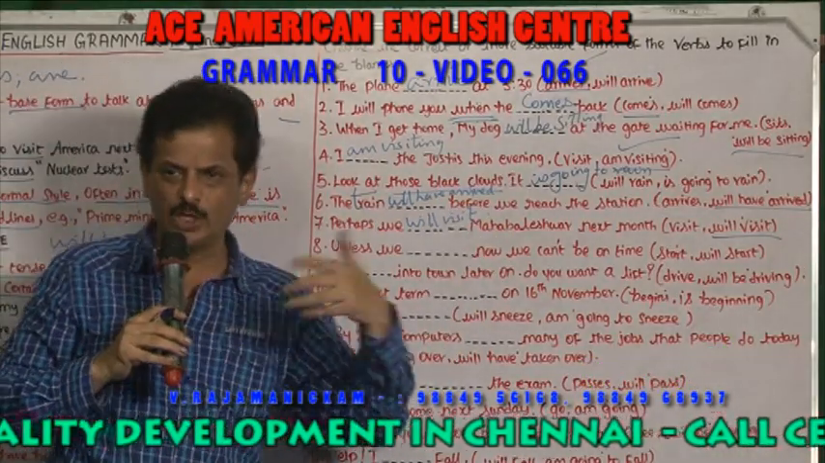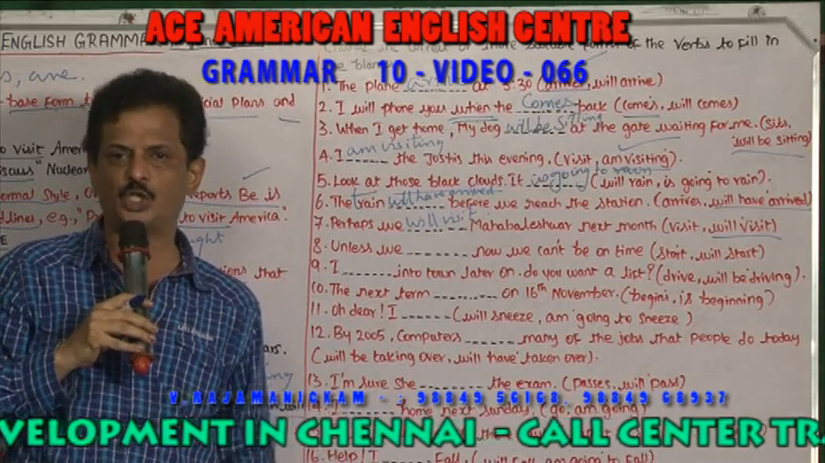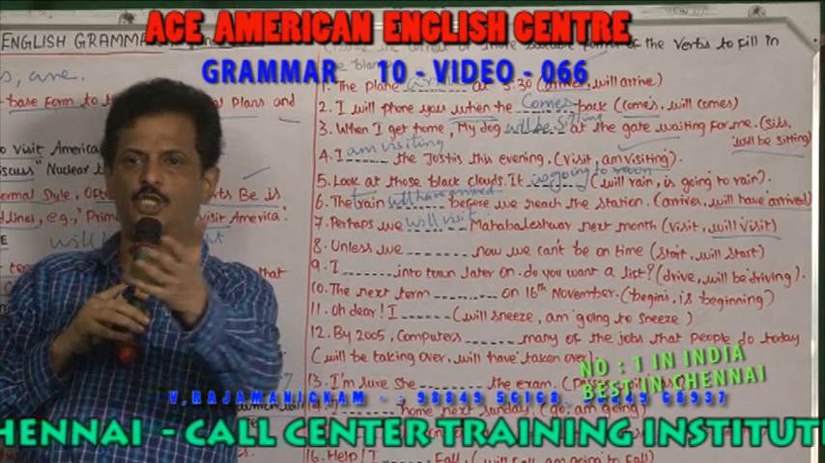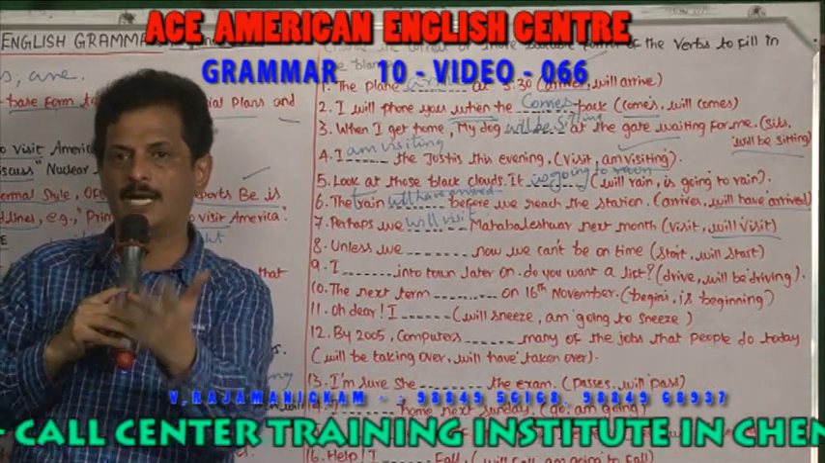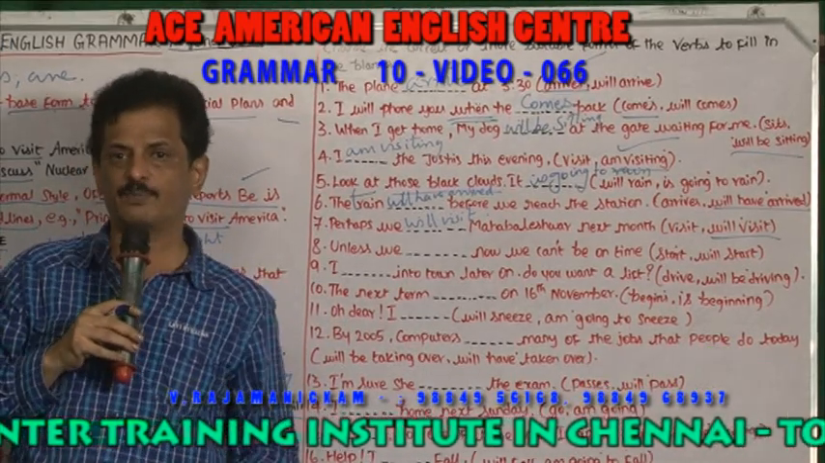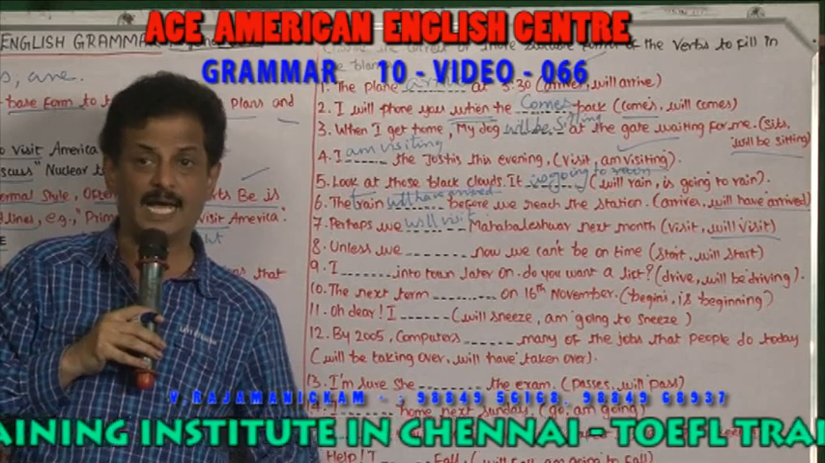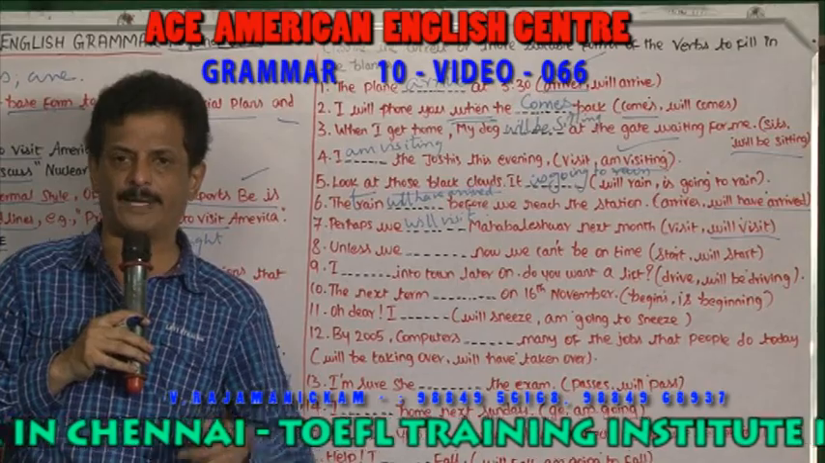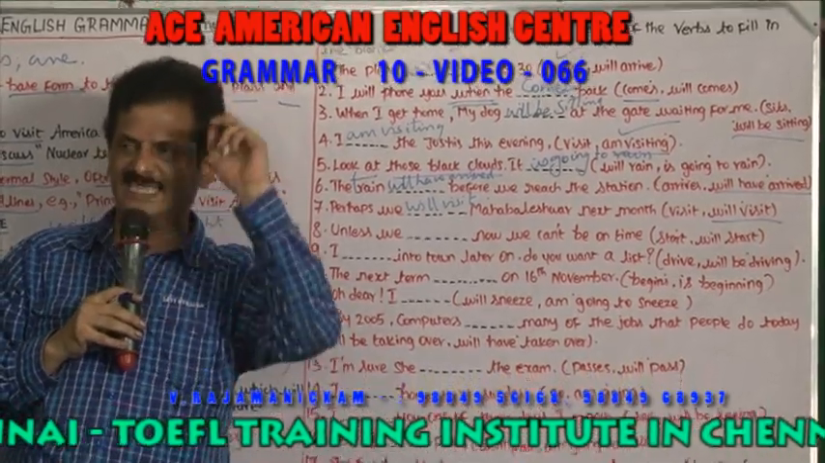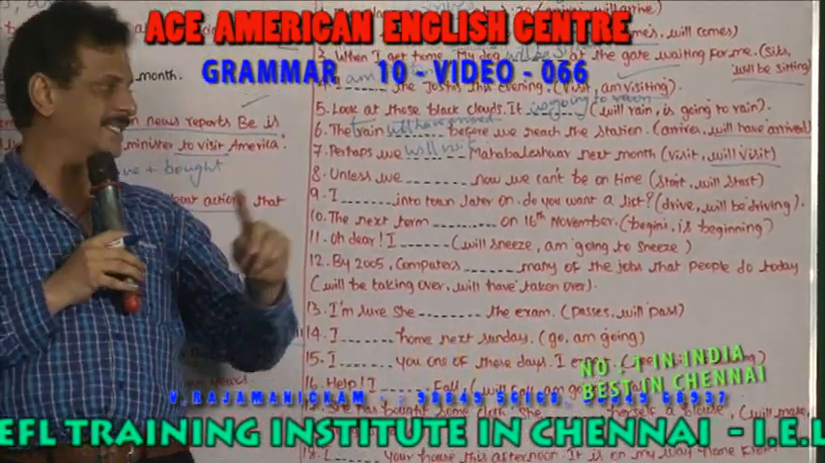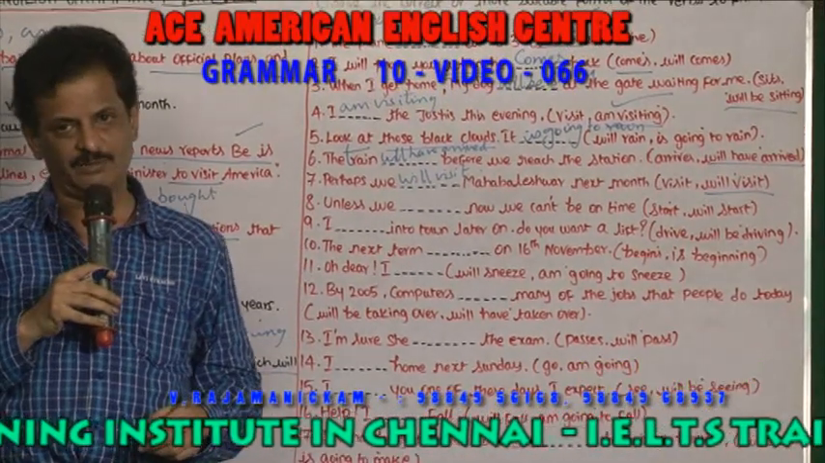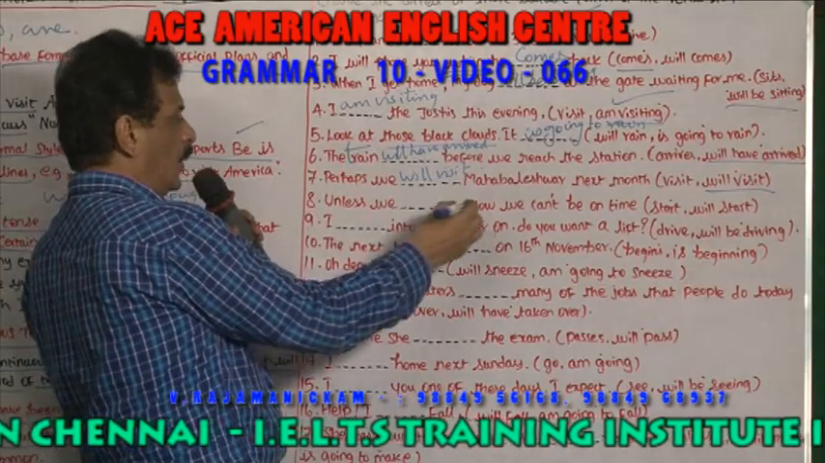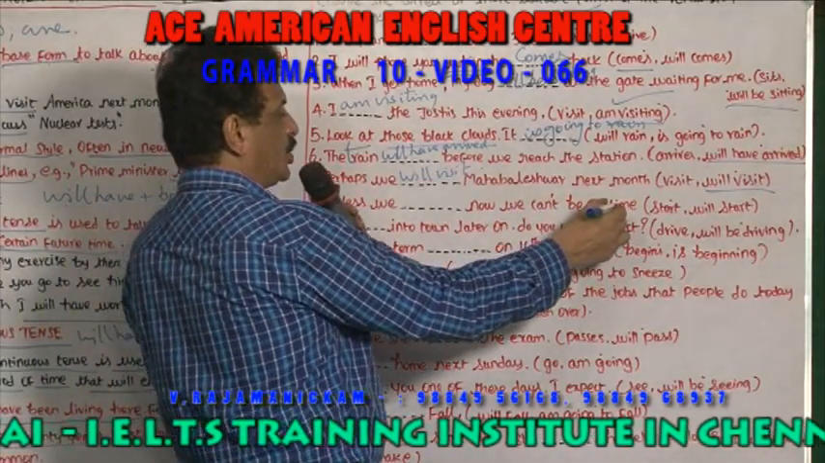Perhaps, while you are speaking, you make a statement. Perhaps you are speaking about Mahabalipuram. As we are speaking, I say, okay, I will go to Mahabalipuram next month, because it is not an official program. At the time of speaking, we decide immediately. That time you are using what? Simple future: will visit. Unless we dash now, we can't be on time.